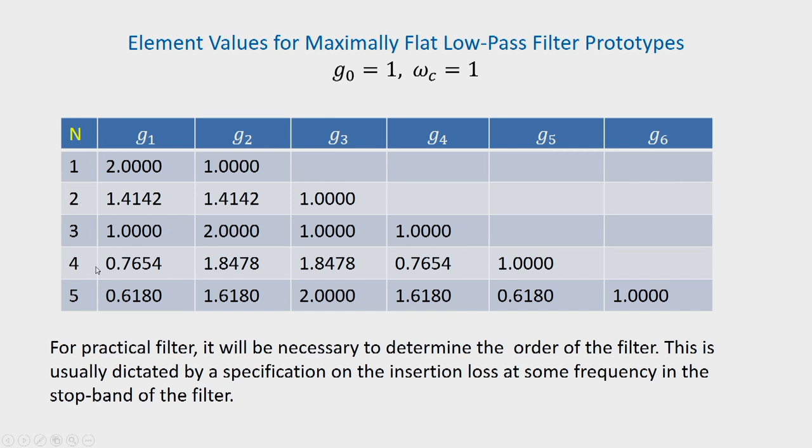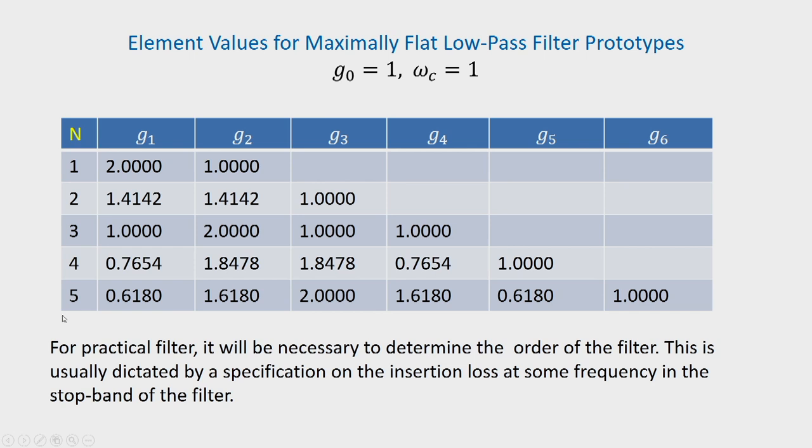So, for other values of n, we can directly use these values for series and shunt elements, that means the G's from this table. Here we are showing up to filter order 5, but values are also available for higher order filter.